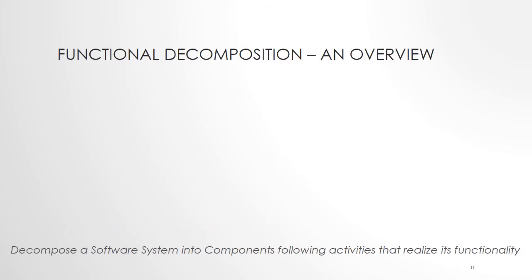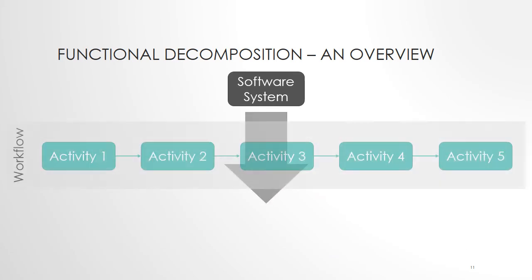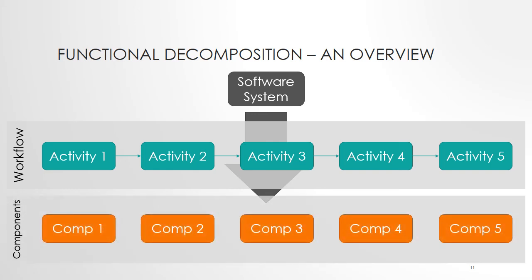Functional decomposition is the process of breaking down a software system into components based on activities that it carries out for its functionality. It involves identifying workflows or processes utilized by a software system and defining software components based on activities in these workflows.